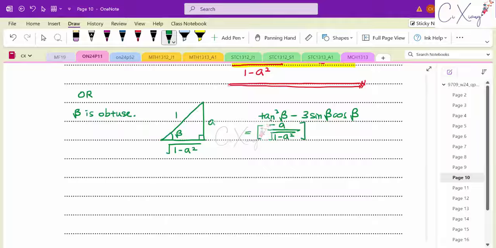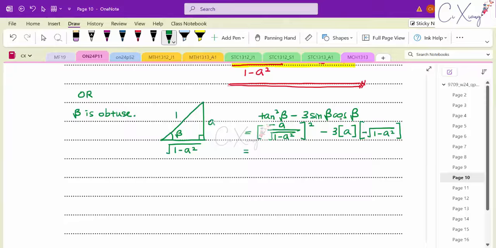Alright? And then you have to square the tangent. Then minus 3 sine beta, which is a. Then how about cos beta? Again, cos beta is adjacent over hypotenuse, which is square root of 1 minus a squared. Same thing happens here because I know that beta is in the second quadrant. Therefore, cos in the second quadrant is also a negative value, so you have to put a negative sign by yourself.